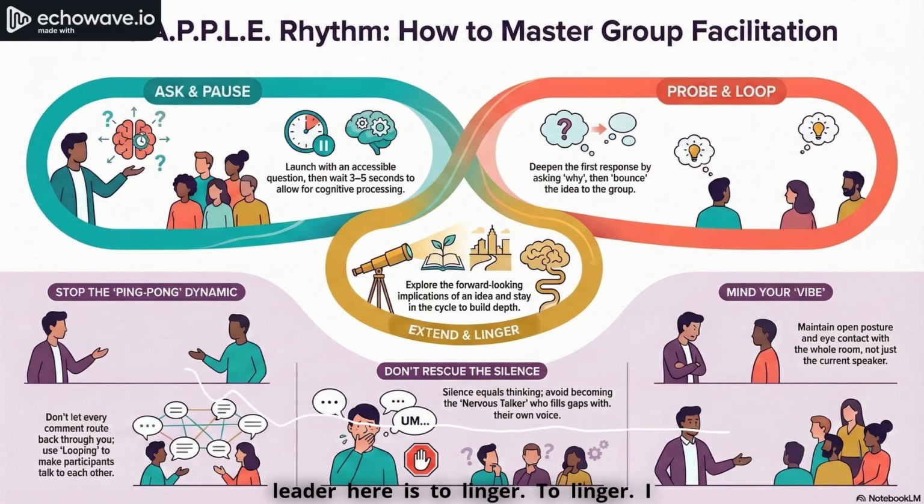To linger. I love that word for this. Lingering is where the collective wisdom of the group actually surfaces. You do not need a list of 50 brilliant, meticulously crafted questions to fill an hour. Which is such a relief. It is. You need one solid entry question and the willingness to linger in the A.P.P.L.E cycle for 20 minutes. It removes an immense burden of performance off the shoulders of the leader.